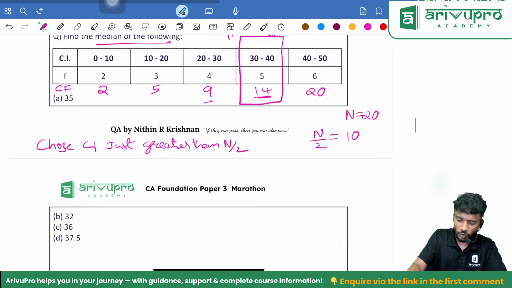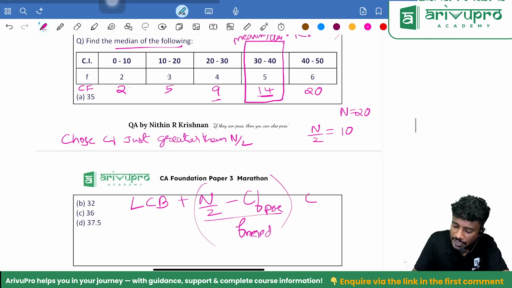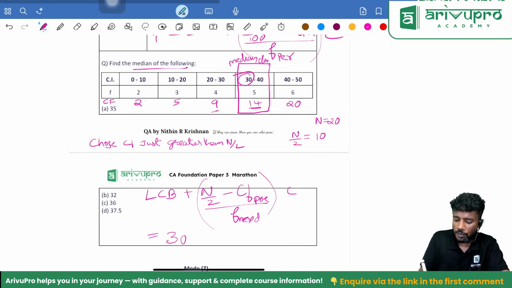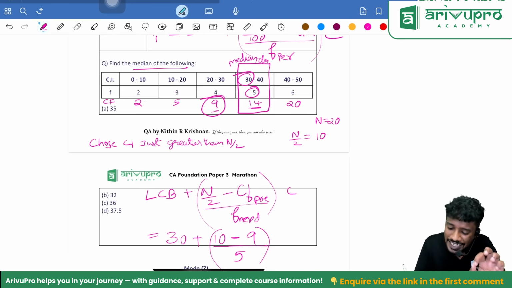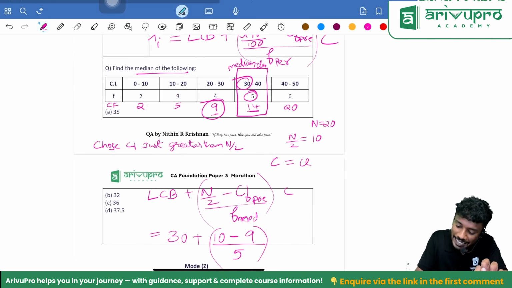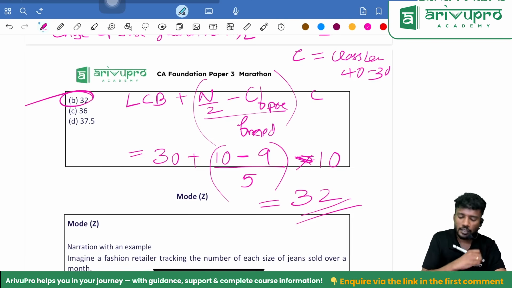Now just use the formula: lower class boundary plus n by 2 minus cumulative frequency of the previous class, divided by frequency of the median class, multiplied by C. Lower class boundary is 30, plus n by 2 which is 10, minus 9, the cumulative frequency of the previous class, divided by 5, the frequency of the median class, multiplied by C. C is the class length, upper class boundary minus lower class boundary, 40 minus 30, which is 10. So the answer is 32. Option B is your answer.